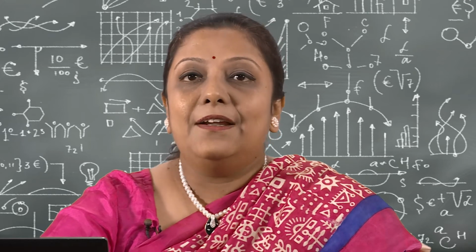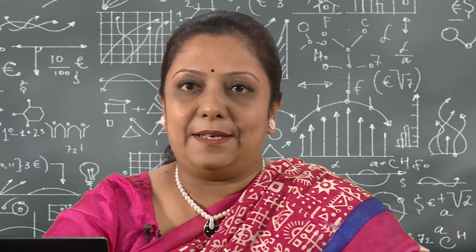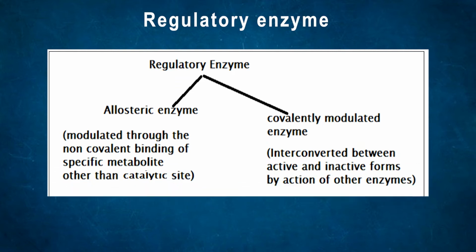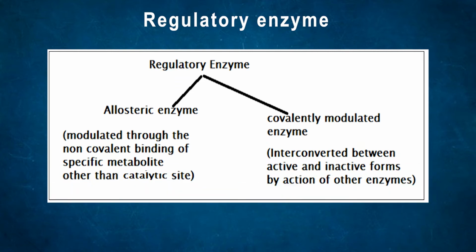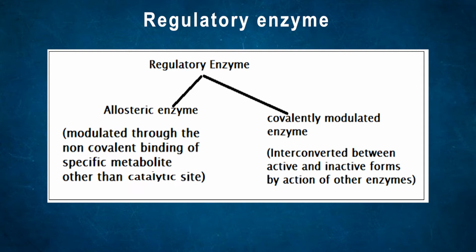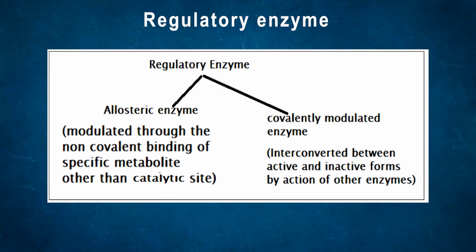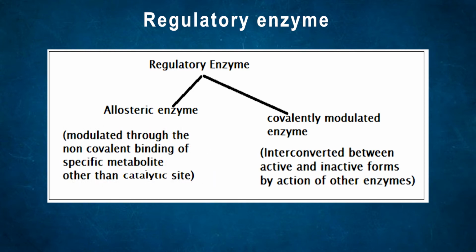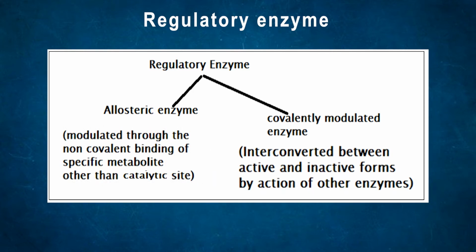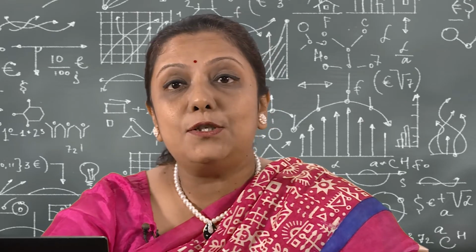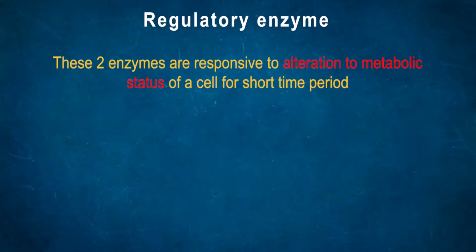Regulatory enzymes. Regulatory enzymes are mainly of two types. Number one, allosteric enzyme. Number two, covalently modulated enzyme. In the case of allosteric enzyme, it is modulated through the non-covalent binding of a modulator at a site other than the active site. And in the case of covalently modulated enzyme, the enzyme is interconverted between active and inactive forms by the action of other enzymes.